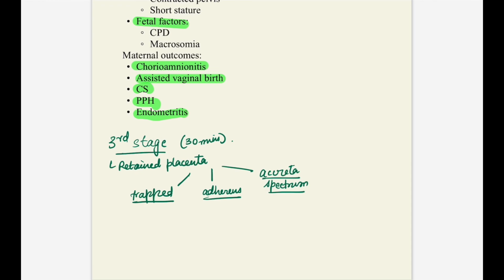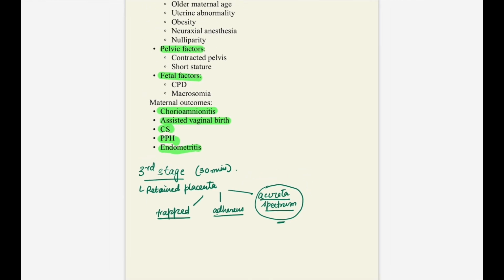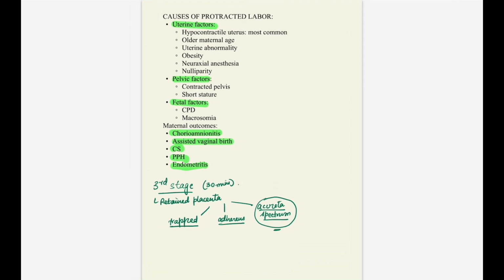And finally, if it is an accreta spectrum, you can't find that plane and you're not able to manually remove the placenta from the uterine lining, then that is most likely to be an accreta. And for an accreta, the management is basically just hysterectomy. All right. So that's about how you manage the third stage of labor.